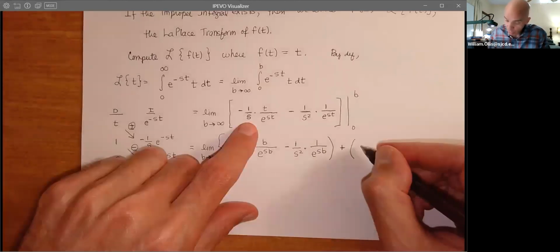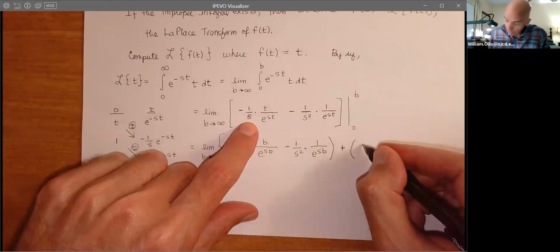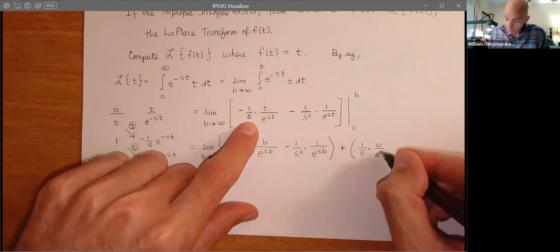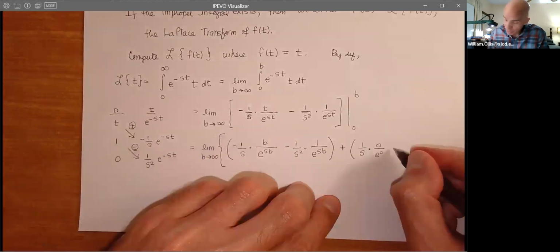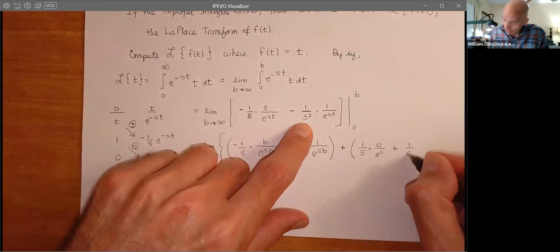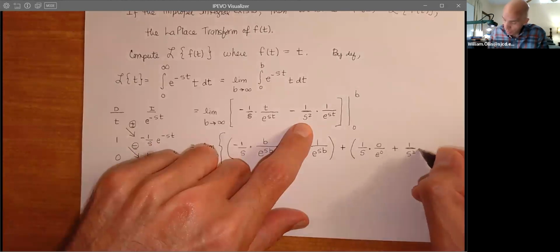So we put in the 0, we get 1 over s, 0 over e to the 0. Of course, that term's going to be 0. And then we get plus 1 over s squared times 1 over e to the 0. And that's non-zero.